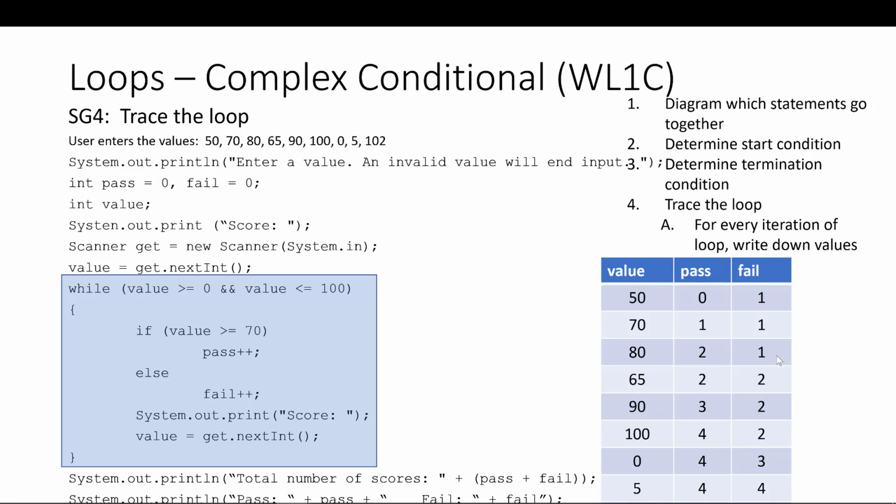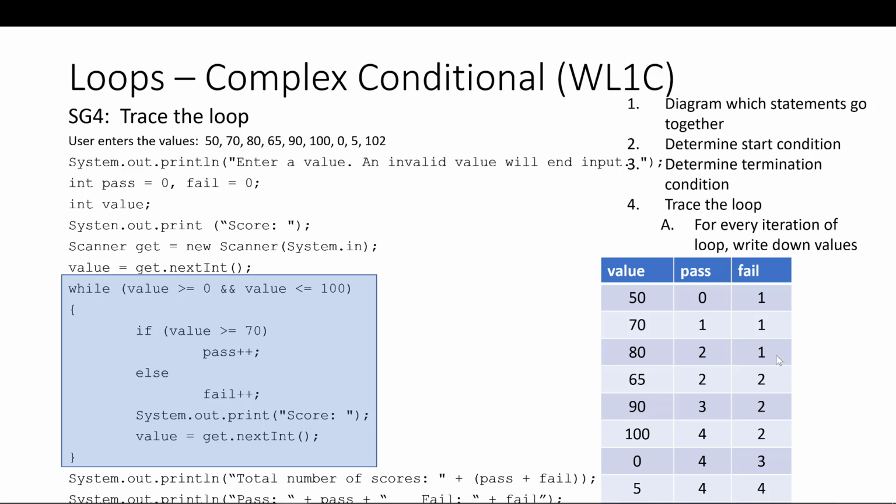We read in the next value from the user, which is 5. 5 is between 0 and 100, so we go into the loop. 5 is not greater than or equal to 70, so we increment the fail variable. So now pass is 4 and fail is 4. We now read in the next value from the user, which is 102. 102 is greater than or equal to 0, but it is not less than or equal to 100, so the while condition fails and we exit the loop.